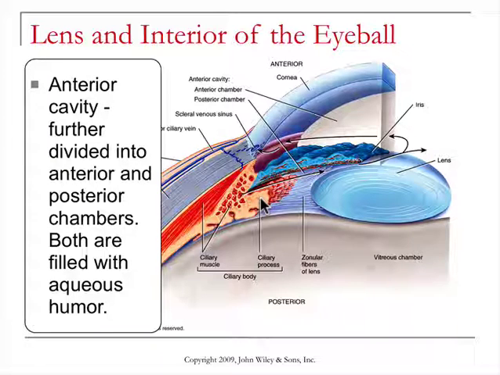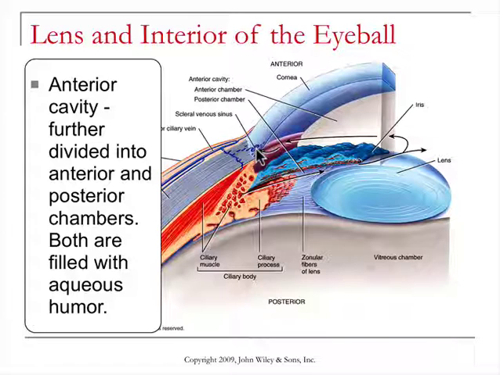Aqueous humor is a fluid that is made by the blood vessels of the ciliary process. This fluid moves in this direction, as indicated by the arrows, from the posterior chamber to the anterior chamber, and then it drains into what is called the scleral venous sinus, or canal of Schlemm, which then takes it to the blood. Usually aqueous humor is replaced about every 90 minutes.